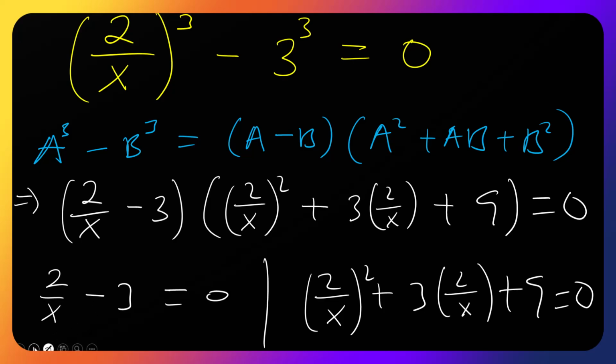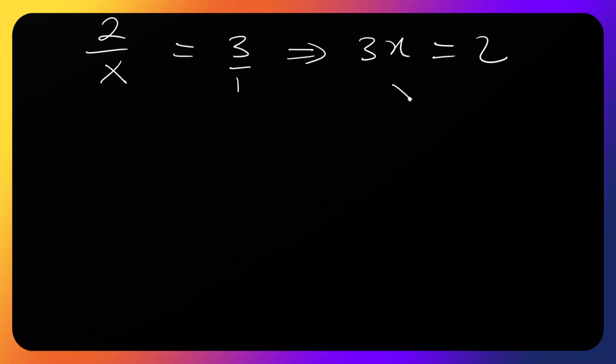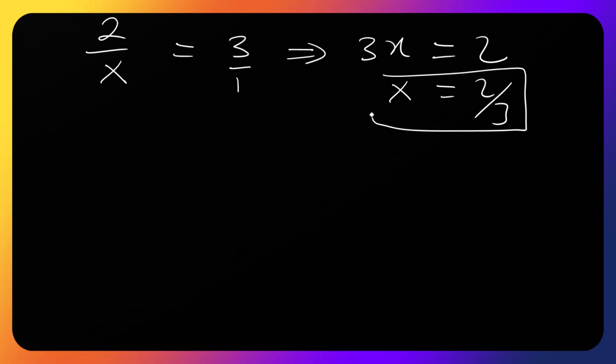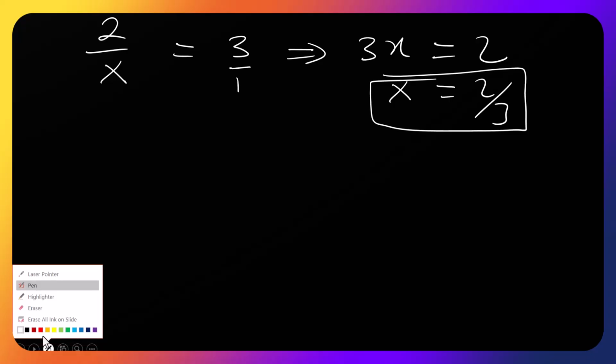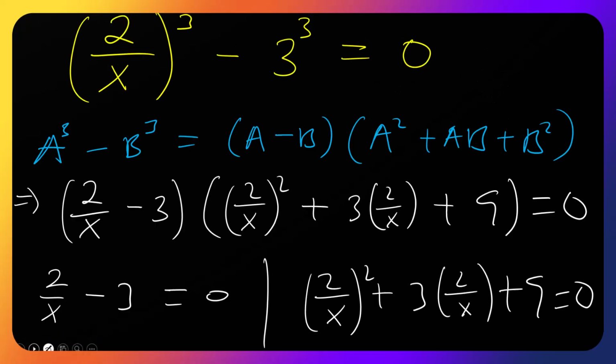2 on x minus 3 is the same as 2 on x equals to 3. So over 1, that will be 3x equals to 2. Therefore, x is 2 on 3. So that's the first solution, 2 on 3. Now let's look at the second solution.